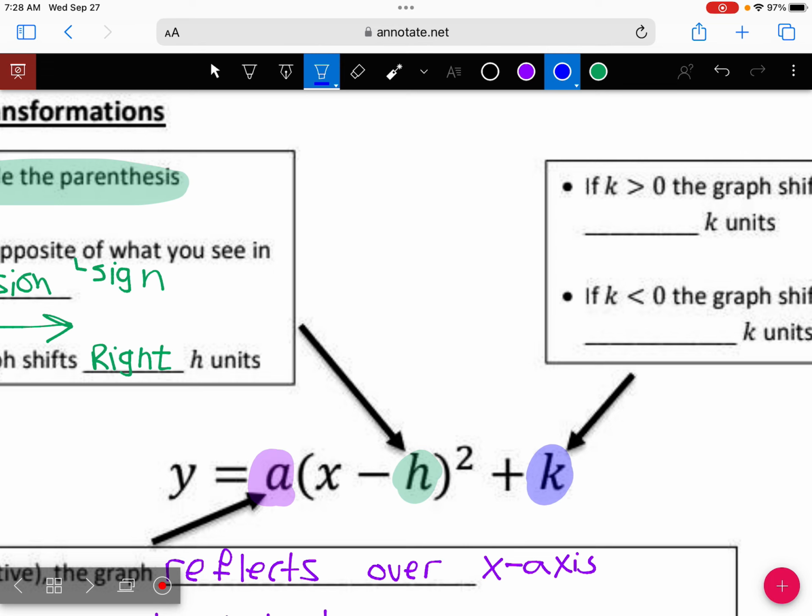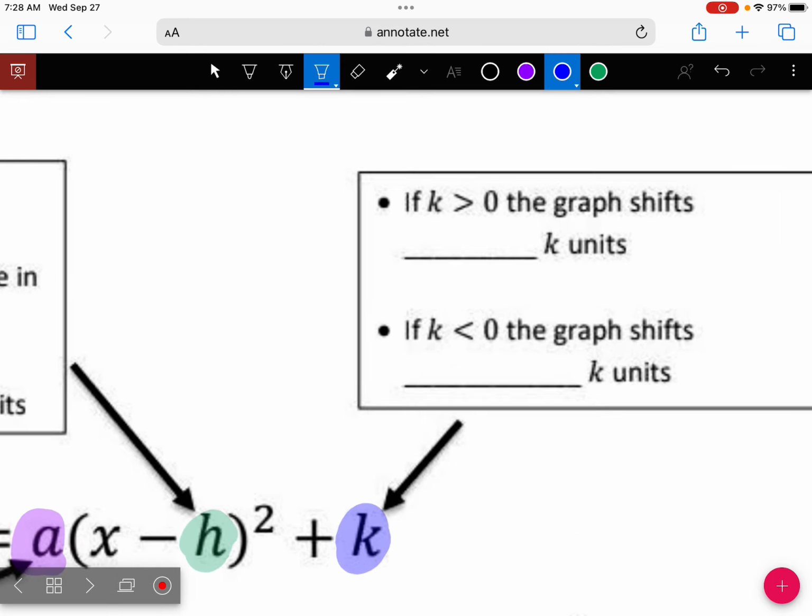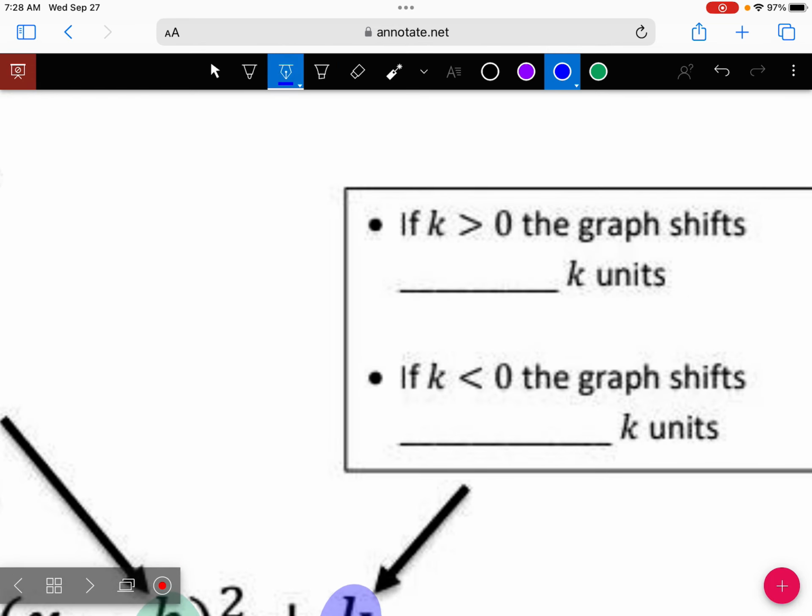Then we have our K down here at the end. K, that's our vertical shift. So K is in charge of how high it is. So if K is positive, K is bigger than 0, it's going to go up. If K is less than 0, it's going to go down.